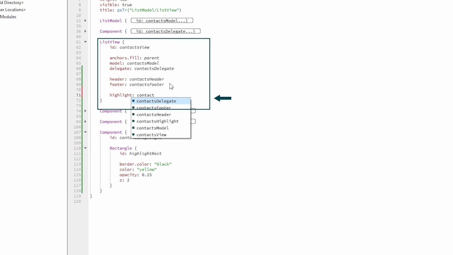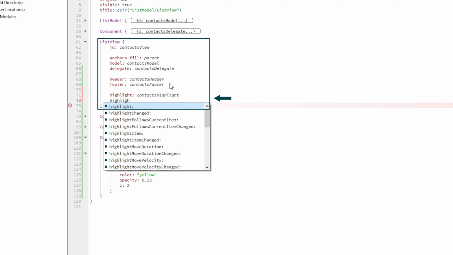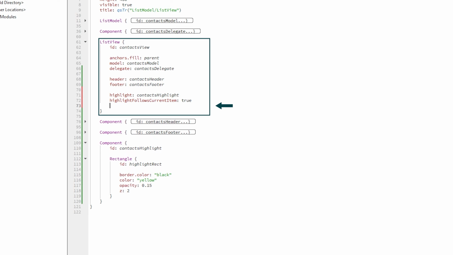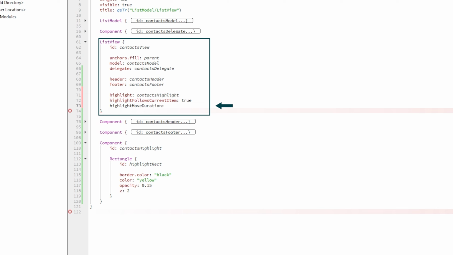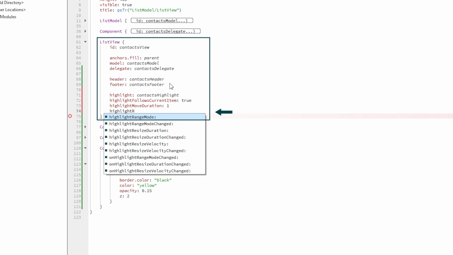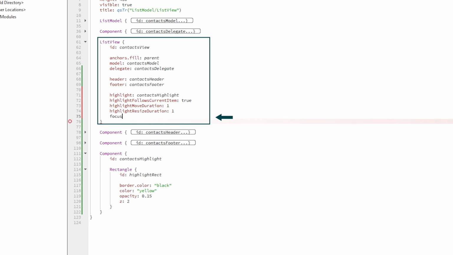We now need to set the highlight property to this component. With our highlight, we will also specify the highlight to follow the current index. We will adjust the move and resize durations, so the highlight appears to move instantly. Lastly, we will set the focus of the list view to true to allow for keyboard input.